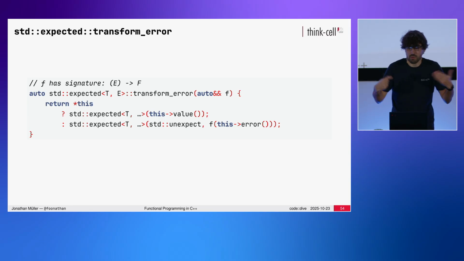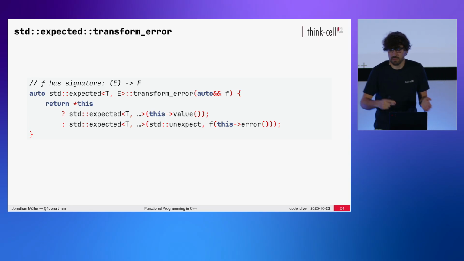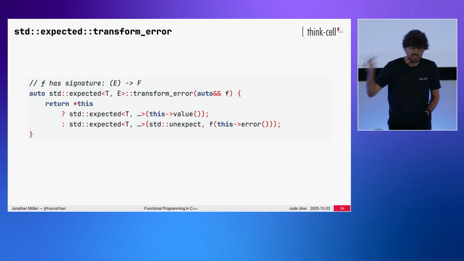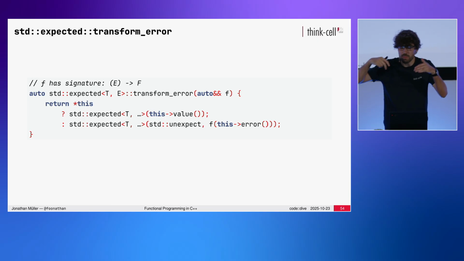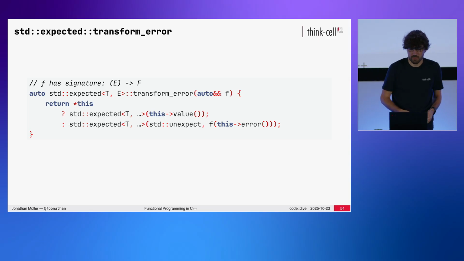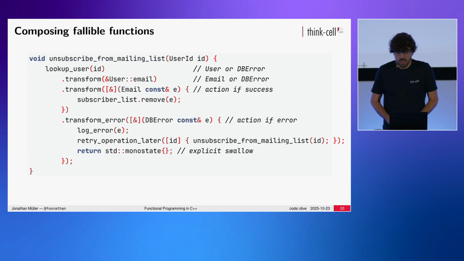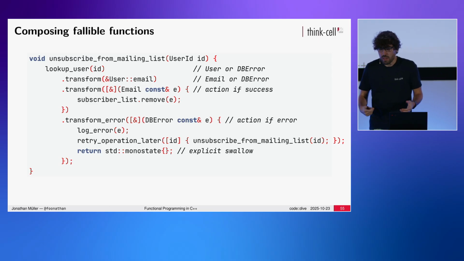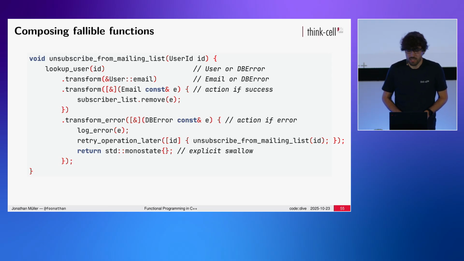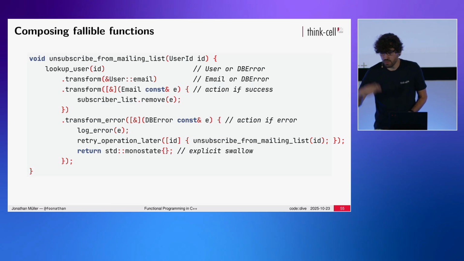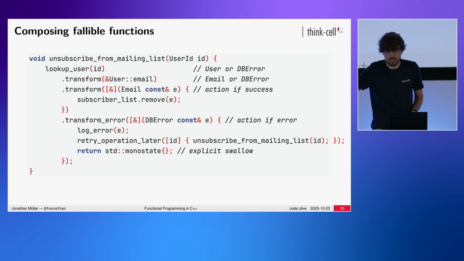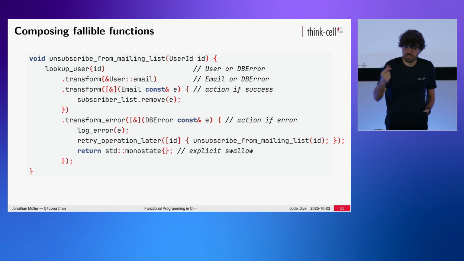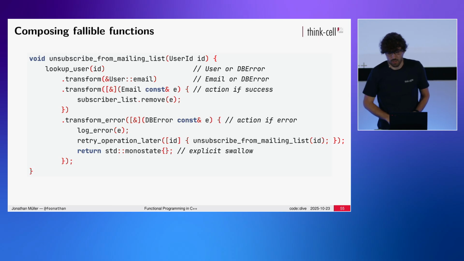For example, there's transform_error, which is just like transform, except it operates on the error channel. So if it's a value, the value is forwarded unchanged. But if it's an error, then we pass the error to the function and store a different error, right? And in this case, we can use transform_error as sort of an action if there's an error. So in the end, we put the transform_error. So if there's an error, we get the error, we do something with it, we retry it later. And it rightfully doesn't support void in the error case, because that would mean that we silently discard errors. So we have to again explicitly return monostate.